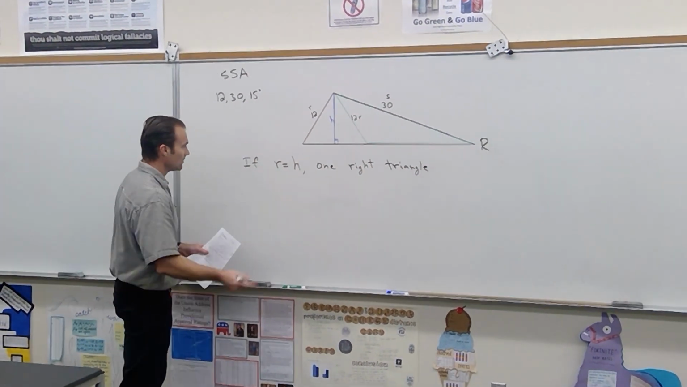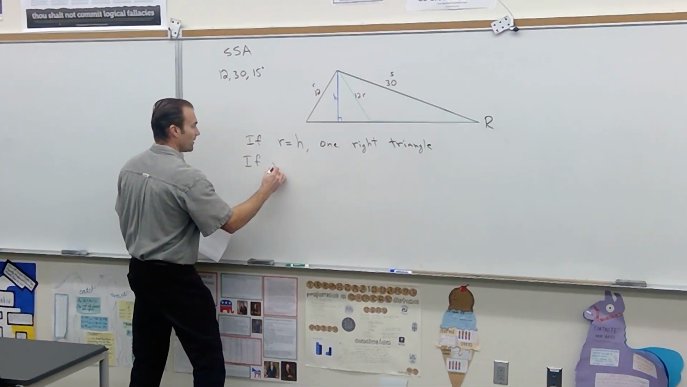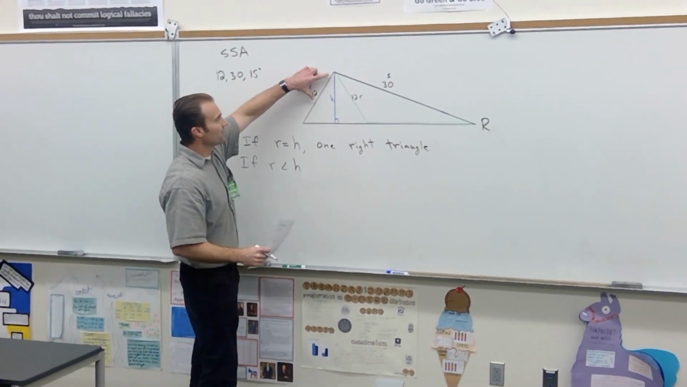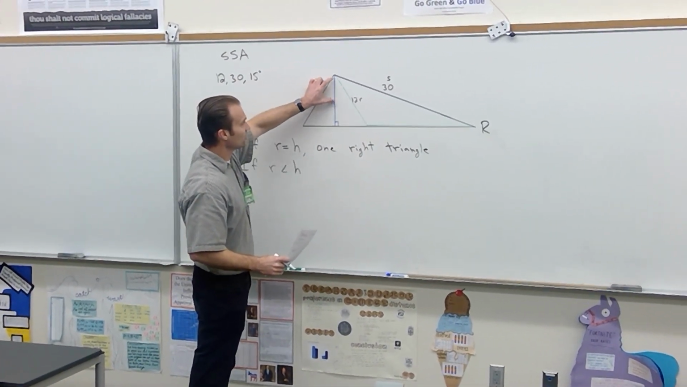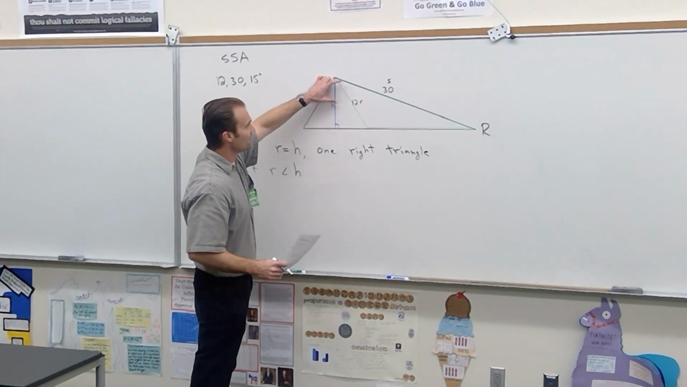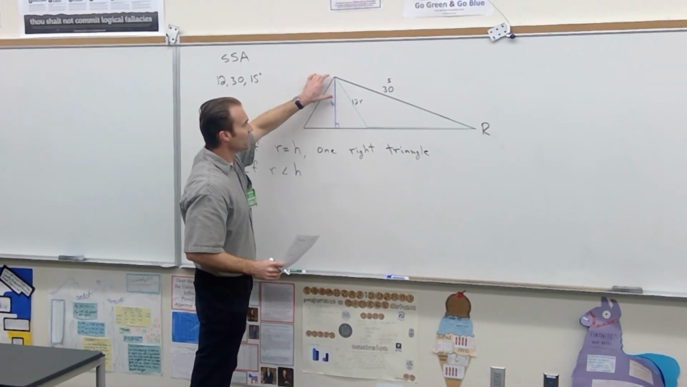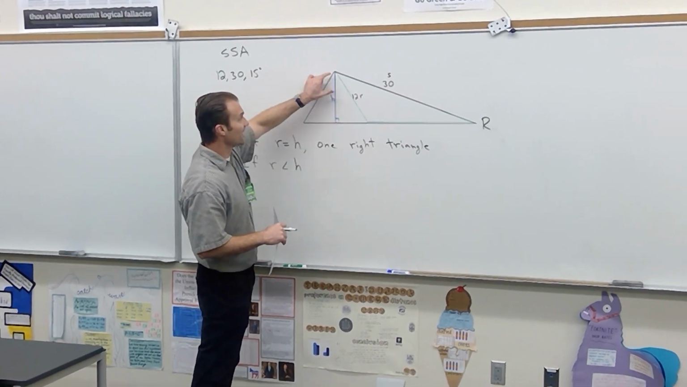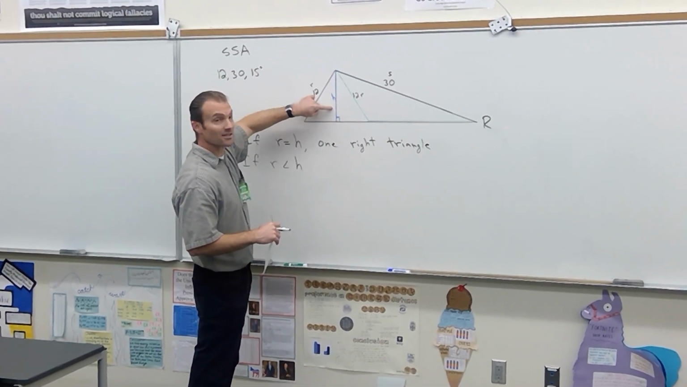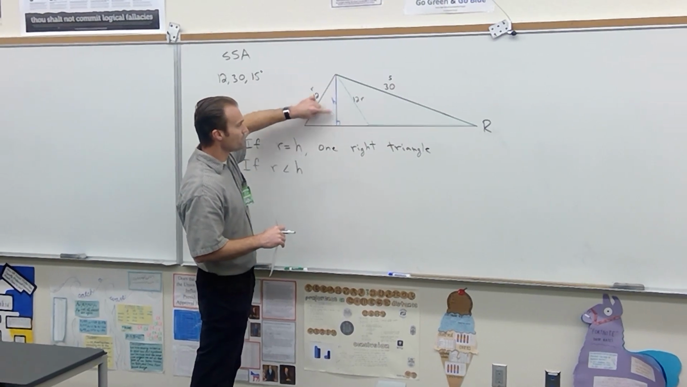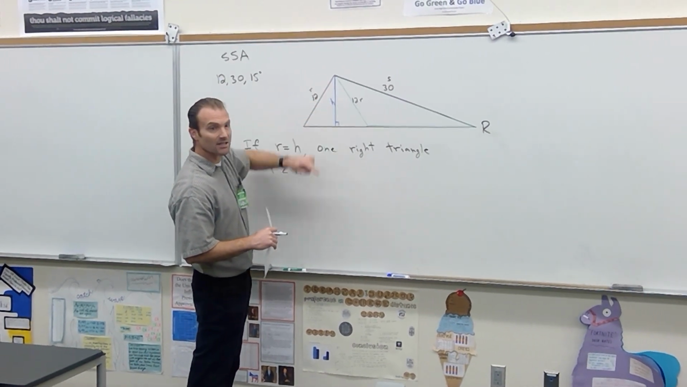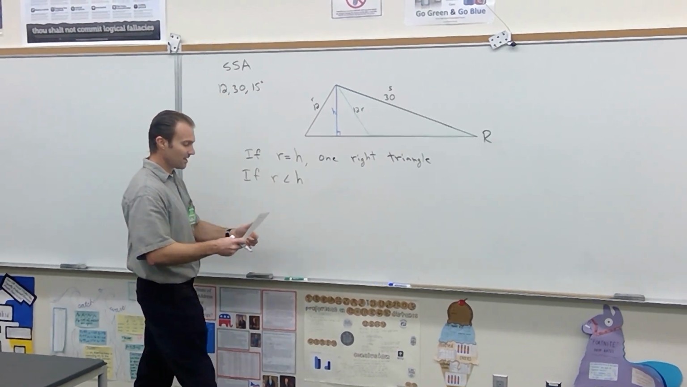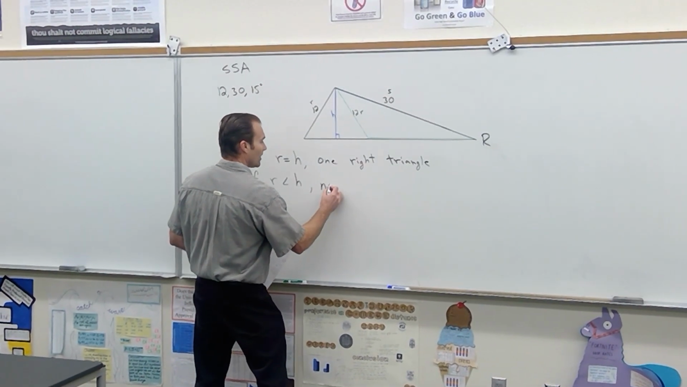Well, what if R is less than H? Imagine if this side was shorter than H. It doesn't matter how I rotate it, what angle I try to pick, it's just plain not going to reach this base. I can't create a triangle if R is less than H. H is the absolute minimum length that I would need to complete this triangle. So anytime I find that R is less than H, there's no triangle possible.